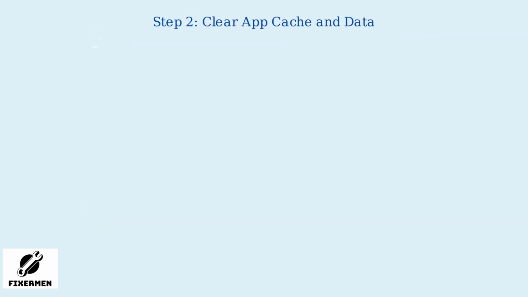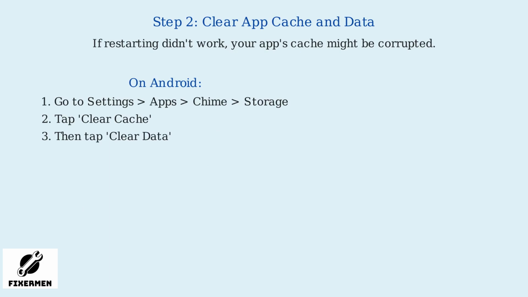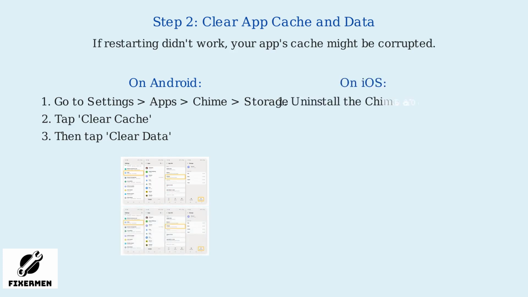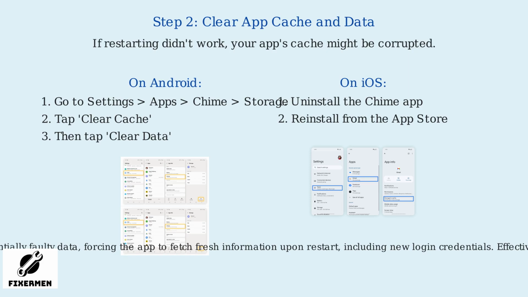If restarting the app didn't resolve the 401 error, the cache might be corrupted. On Android, navigate to Settings, then Apps, select Chime, go to Storage, and clear both cache and data. On iOS, you'll need to uninstall and reinstall the app. This removes old data and forces fresh login credentials, which is particularly effective after app updates.